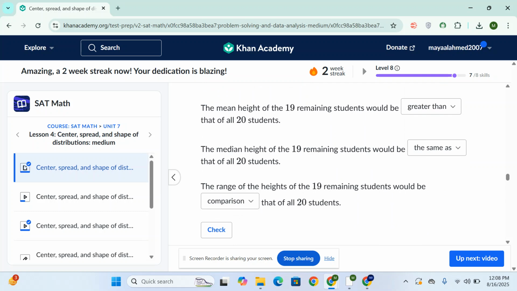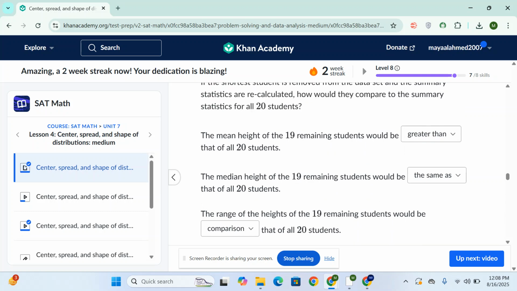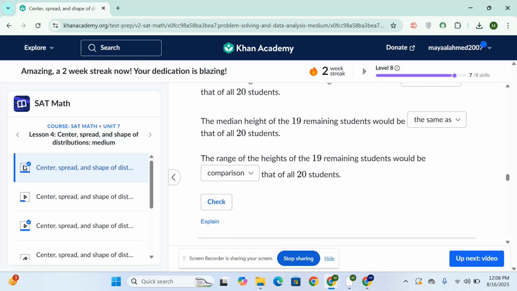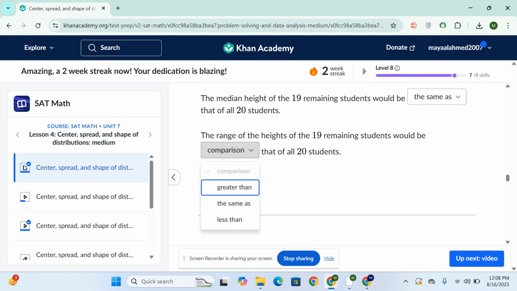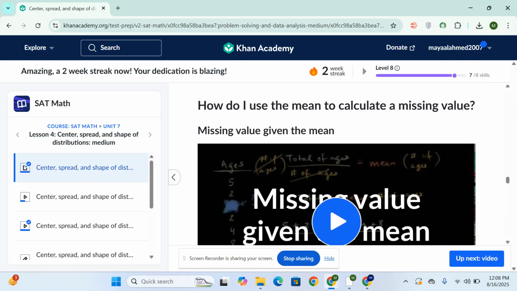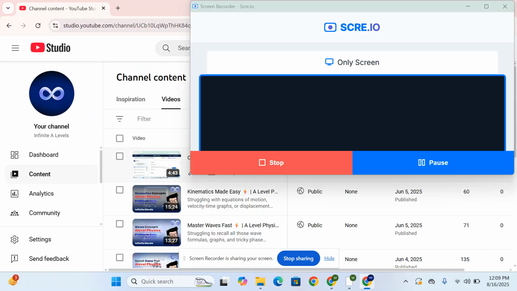And the range of the height of the 19 students compared to all 20 students: let's say the highest was 51 and the lowest was 42. So 51 minus 42 would be 9. But if you remove 42, then the lowest becomes 46, and 51 minus 46 is 5, right? So the range of the height of the 19 students would be less than that of all 20. There you go. So that is your question and its answer. Now we're going to move on to the next video.